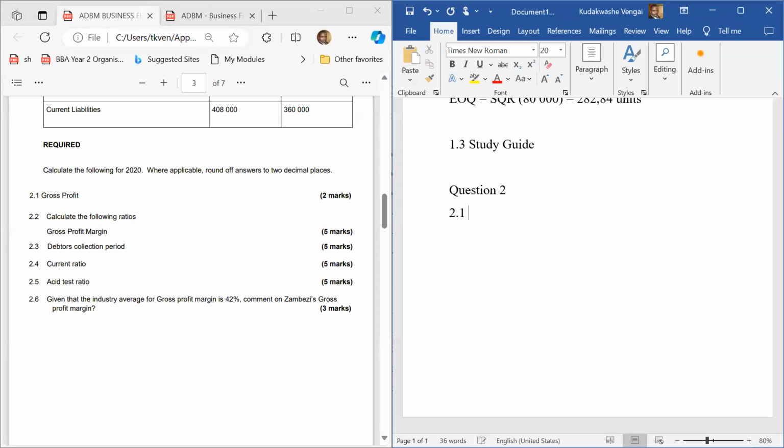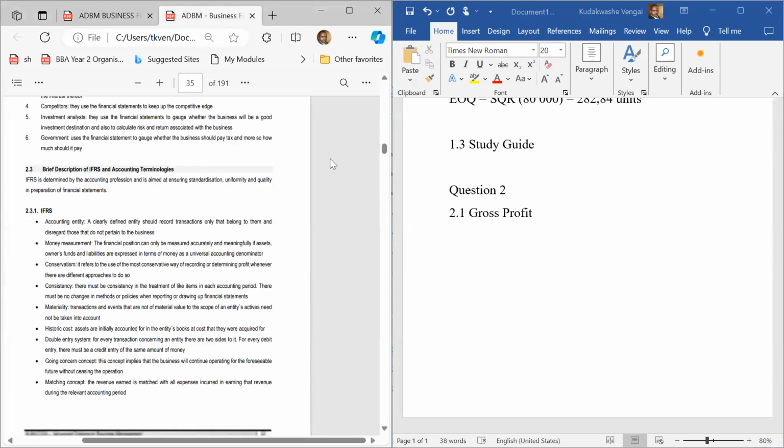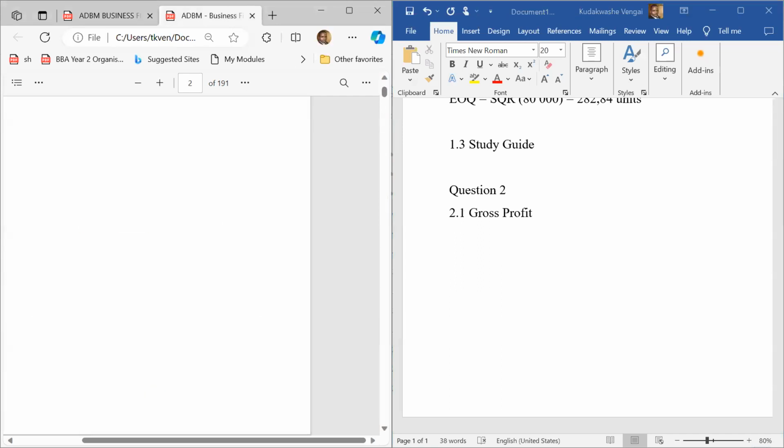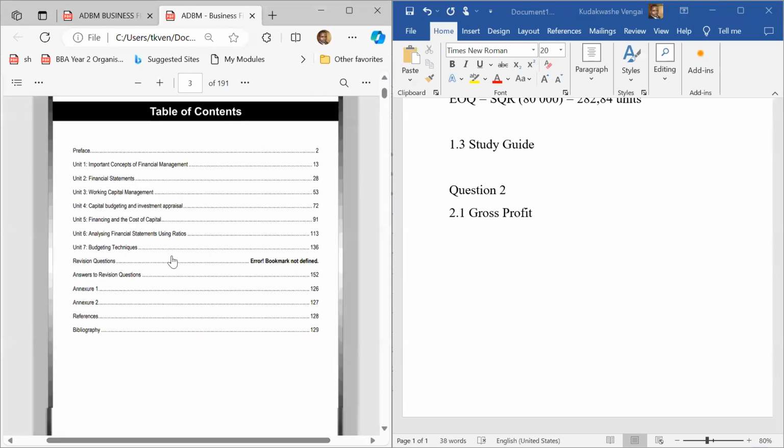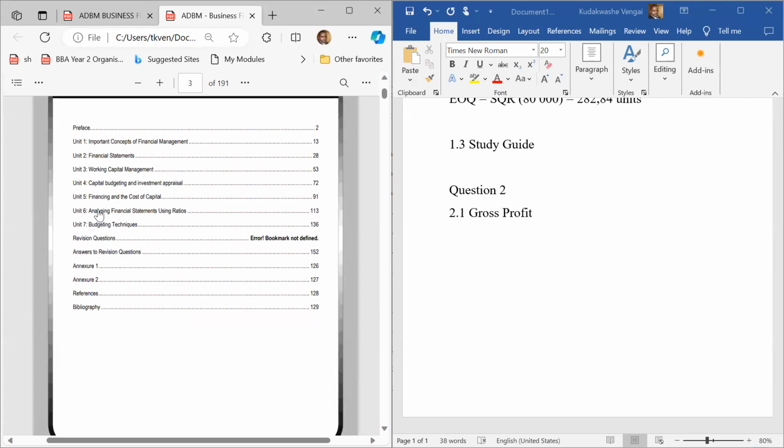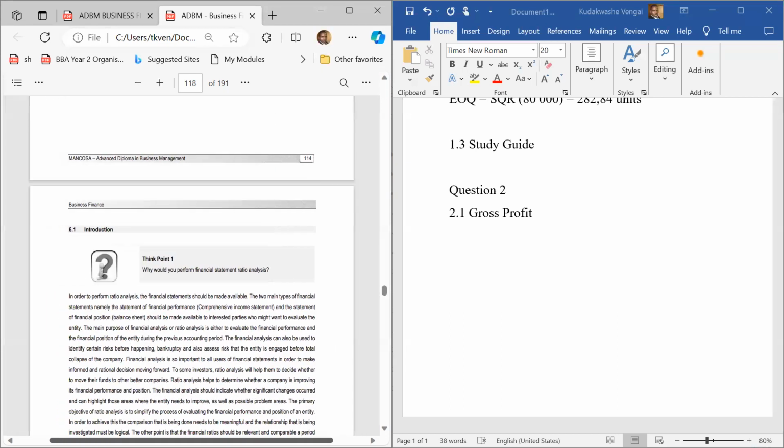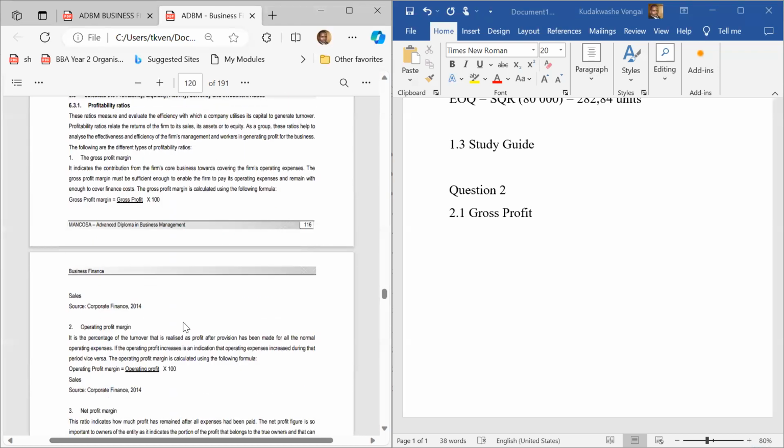So 2.1, it says here, calculate the gross profit. So you go in your study guide under ratio analysis. That was unit number 8, if I'm not mistaken. What is it? Unit number 6, ratio analysis, right? You go and check, gross profit is under profitability ratios. So gross profit margin, there it is, gross profit divided by sales. So you just indicate the ratio. What is it? Gross profit divided by sales multiplied by 100, right?